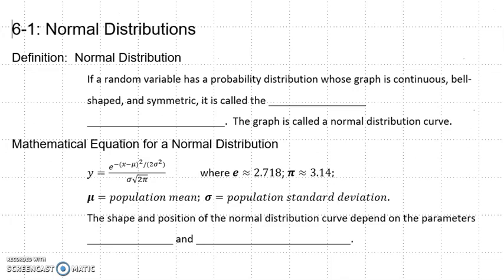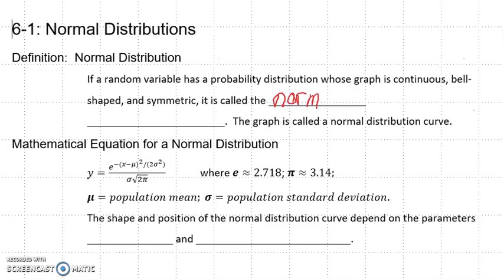In this lesson, we're going to consider some basic facts about normal distributions. To begin with, we need a good definition. So our definition of a normal distribution is here, and we're going to fill in a couple of blanks for this. If a random variable has a probability distribution whose graph is continuous, bell-shaped, and symmetric, it's got to have those three features, then it's called a normal distribution.